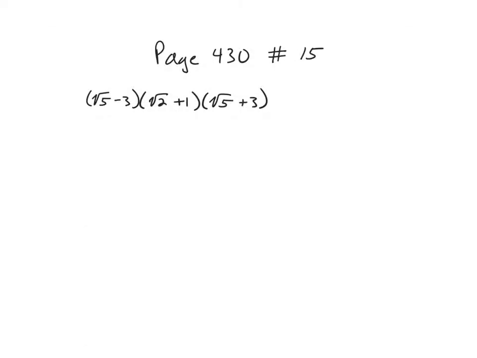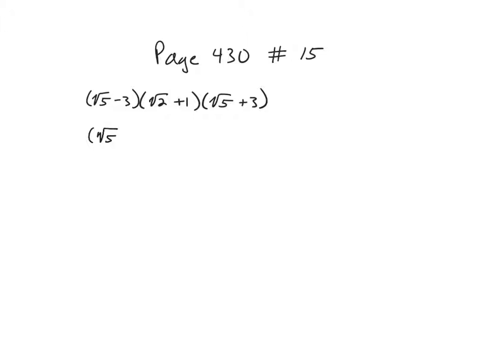In this problem you have three expressions that you need to multiply, and you can choose which two you multiply first. I would suggest, if you notice, this right here and this one over here are identical except for the sign in the middle. And we've learned from when we multiplied binomials that those are going to give us the difference of squares. So I'm going to rearrange these just a little bit.